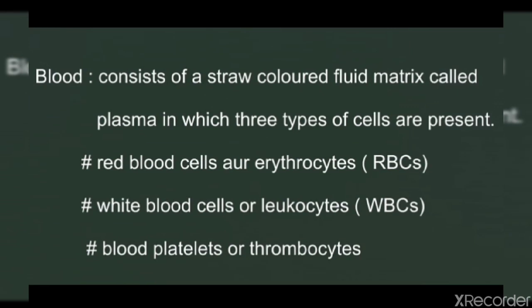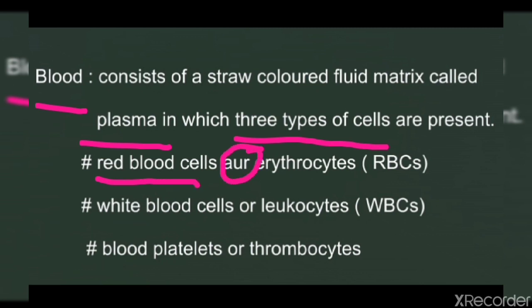Fluid connective tissue is of two types, blood and lymph. First we will discuss about blood. Blood consists of a straw colored liquid matrix. In blood, matrix is present in the form of liquid, so that is known as plasma. That straw colored fluid matrix is called plasma. And in plasma there are three types of cells present. The first one is red blood cells, or erythrocytes. The other name of red blood cell is erythrocytes.